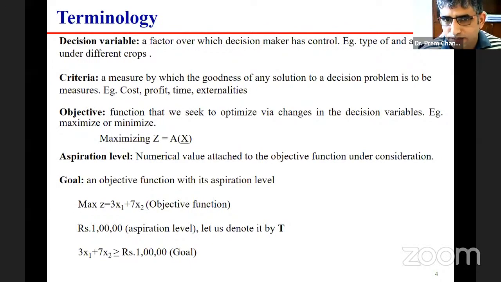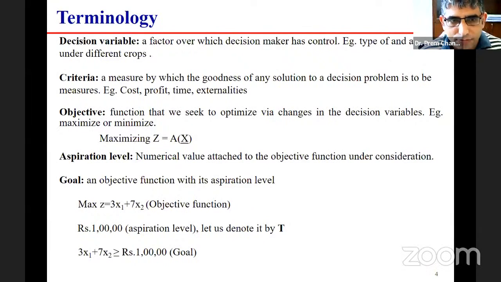And then objective. Objective is a function that we want to achieve. To achieve means either maximization of return or minimization of return, maybe maximization of welfare, or minimization of cost, or minimization of externalities.